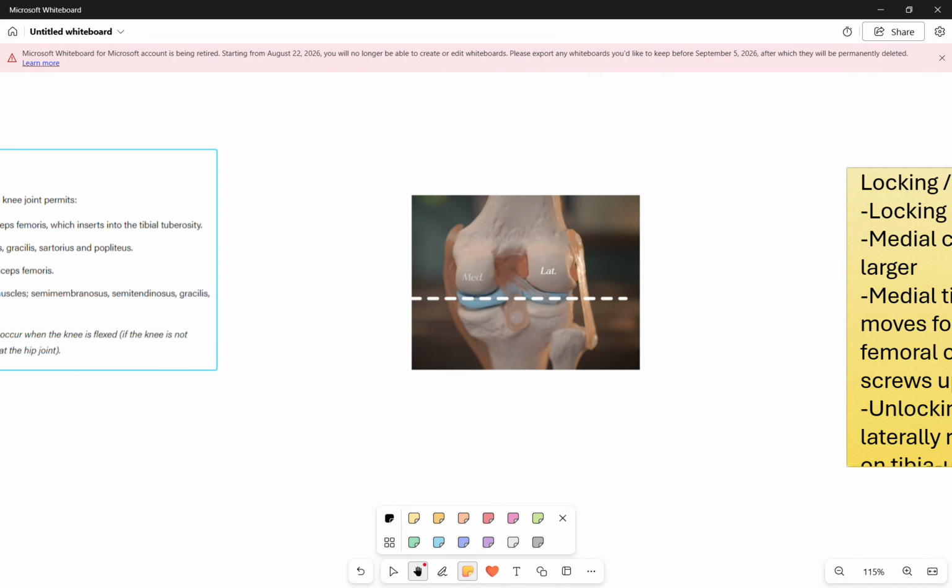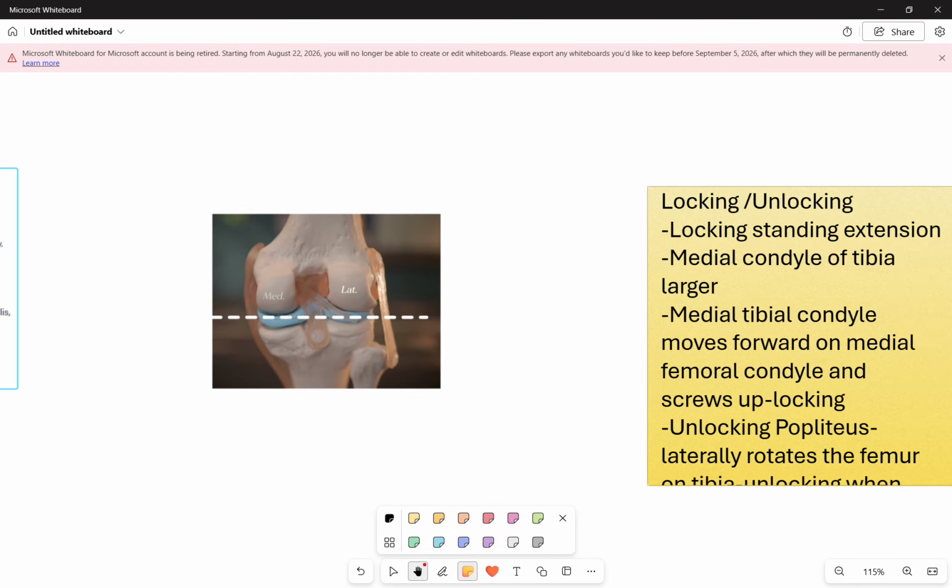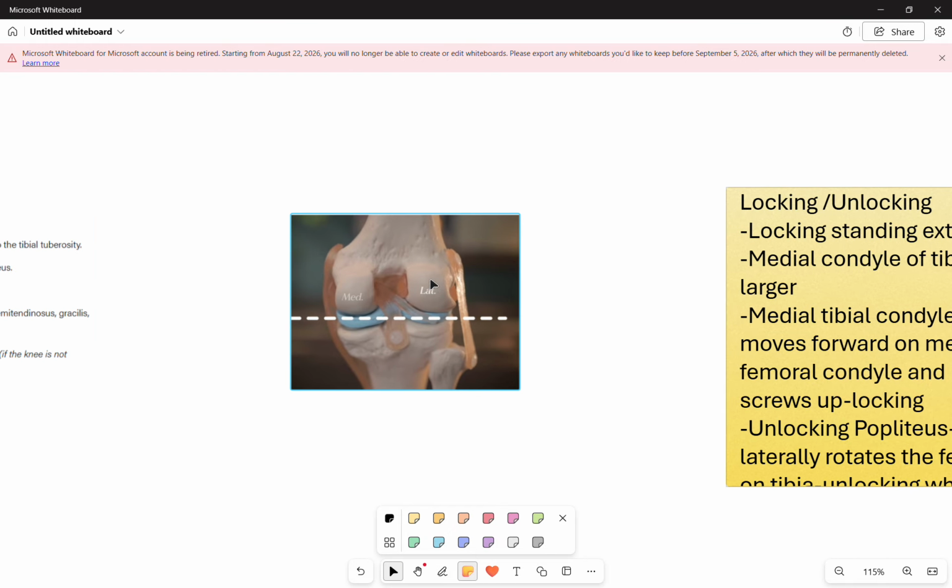Now I come to what is known as locking and unlocking of the knee joint. Now here you are seeing the medial and lateral condyles of the femur and medial and lateral condyles of the tibia and the menisci. So when you are doing hinge movements, the tibial condyles are moving backwards and forwards on the condyles of the femur.